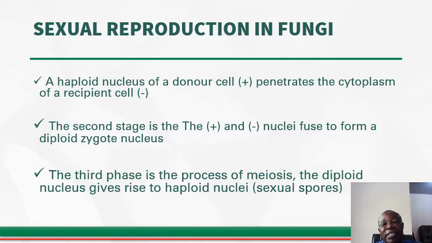The second stage is that the positive and the negative nuclei fuse to form a diploid zygote nucleus. The third stage is the process of meiosis, and then the diploid nucleus will give rise to haploid nuclei. And those give rise to sexual spores.